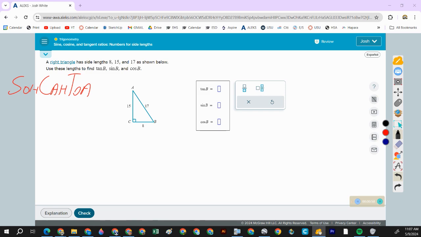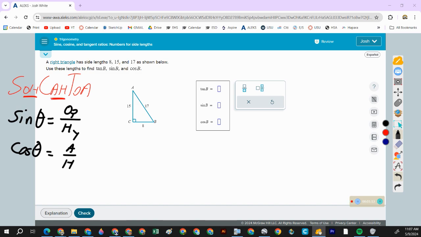So what does this mean? It means the sine of theta is the opposite side divided by the hypotenuse. That's where the old hippie comes from. And the cosine of theta is the adjacent over the hypotenuse, which is where the another hippie. And then tangent of theta is the opposite divided by the adjacent.